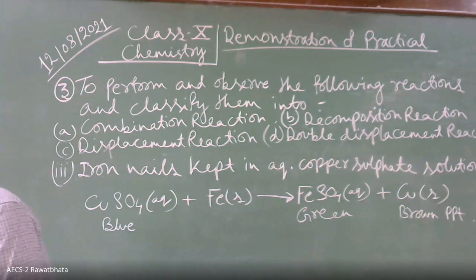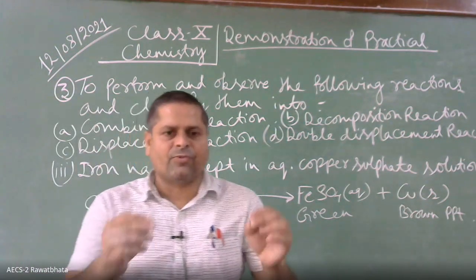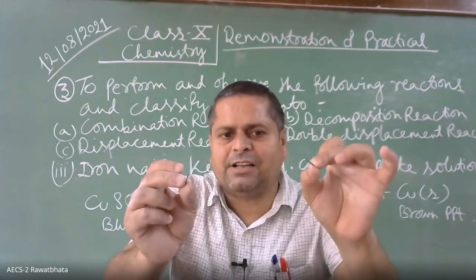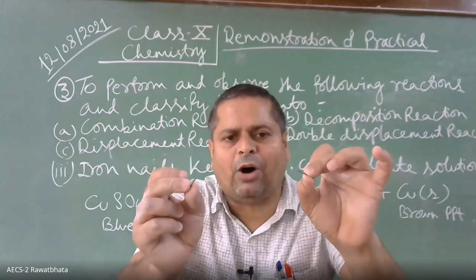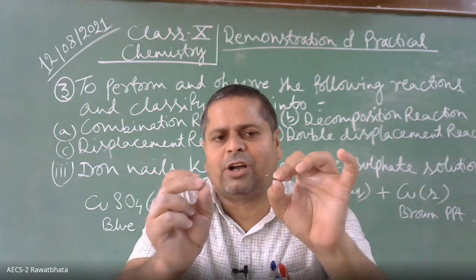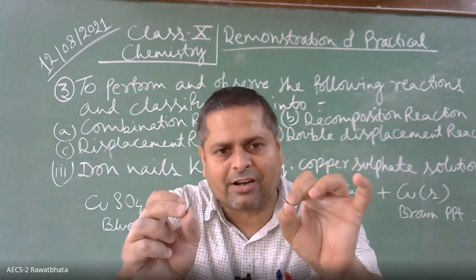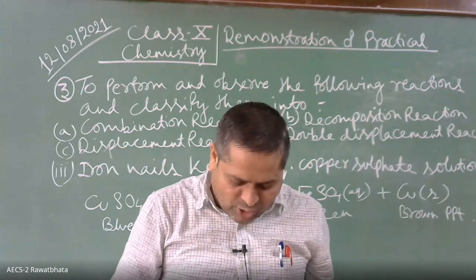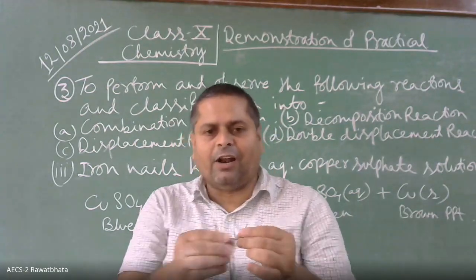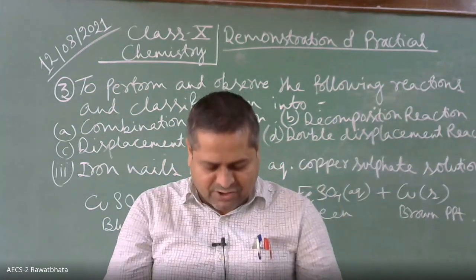See, these are the iron nails. Can you see, children? Yes, sir. Just note down the color of these iron nails. These are shiny. They have luster. Now we will put these iron nails in copper sulfate solution, and please note down the color of the iron nails and the color of the copper sulfate solution.